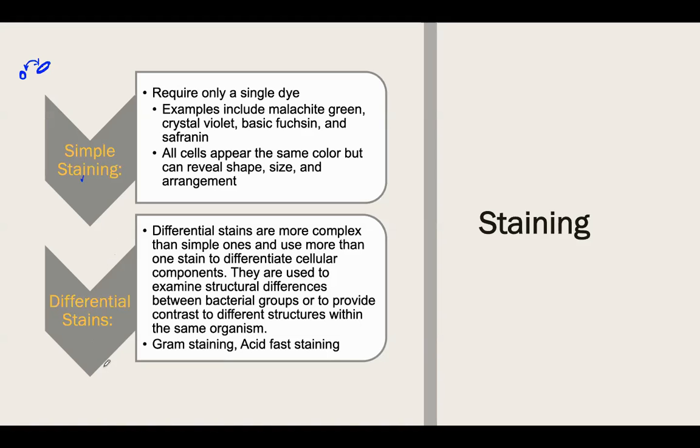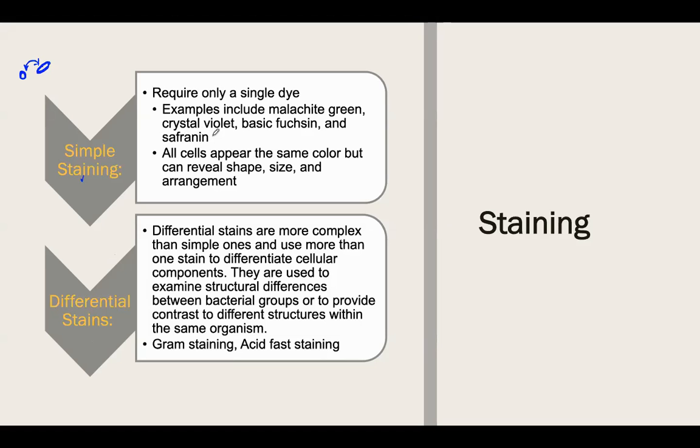Differential stain is a little complicated. We use more than one stain, like a Gram stain. What we do at the beginning, we give that crystal violet. We treat the bacteria with crystal violet.